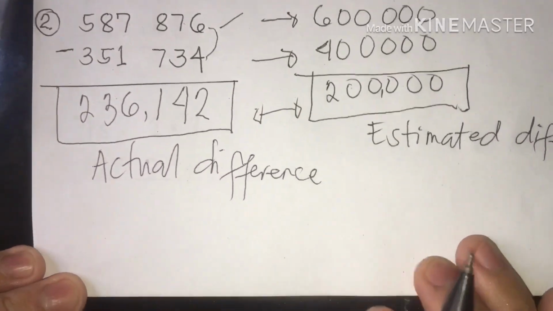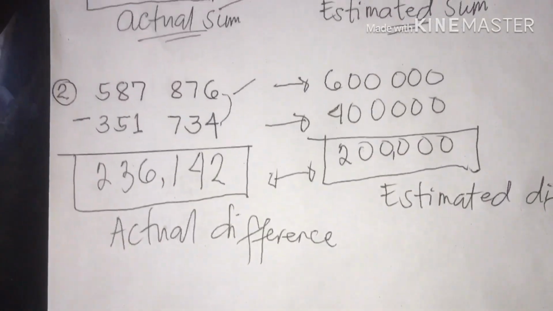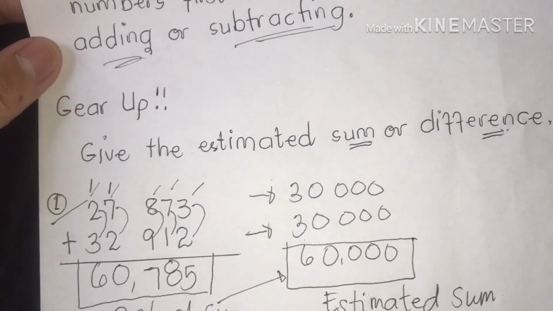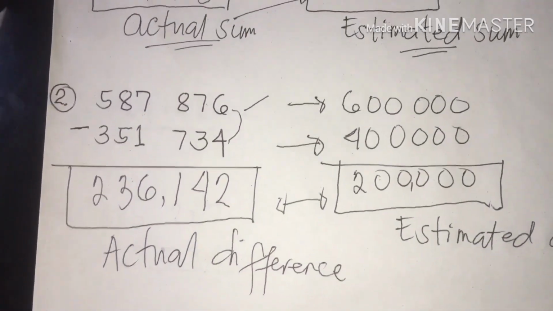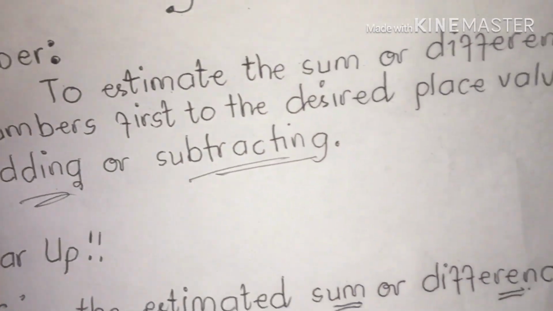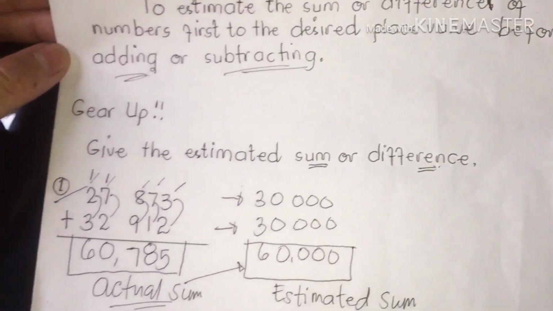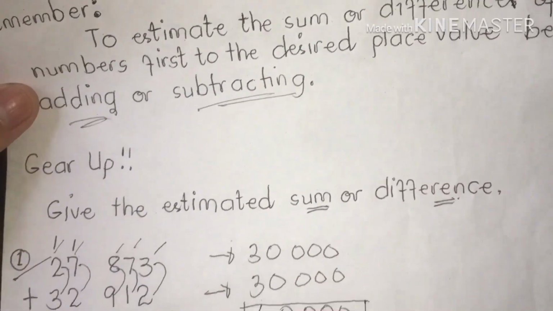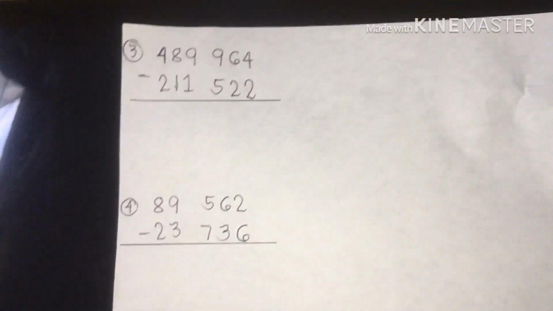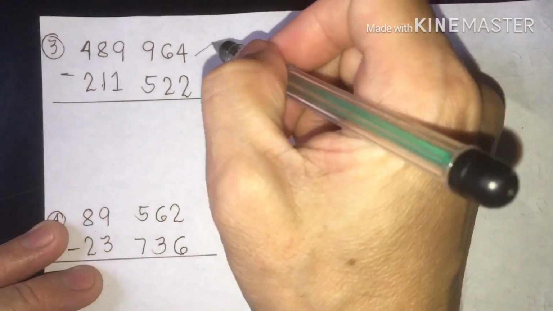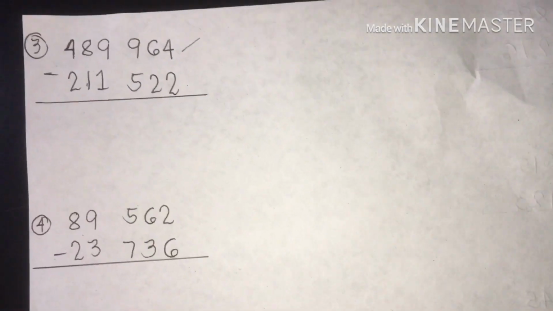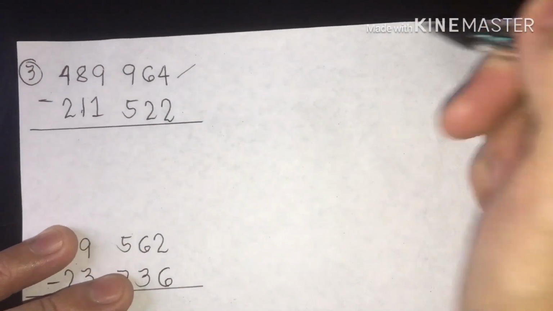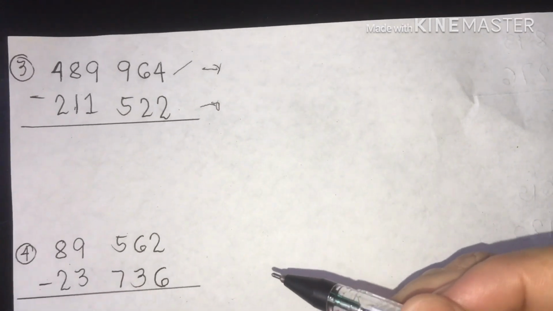Okay, from the given equations, that's 1 and 2. Remember again, class, to estimate the sum or the difference of numbers, first round to the desired place value before adding or subtracting the given equations. So let us gear it up. Number 3. So we have our number 3, 489,964. We're going to subtract it, first the estimated difference, and estimated sum here in number 5.